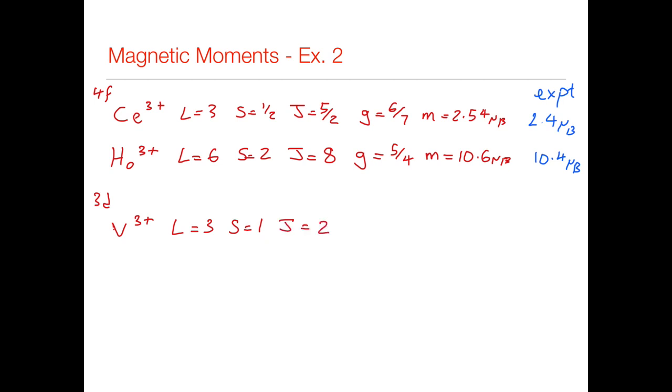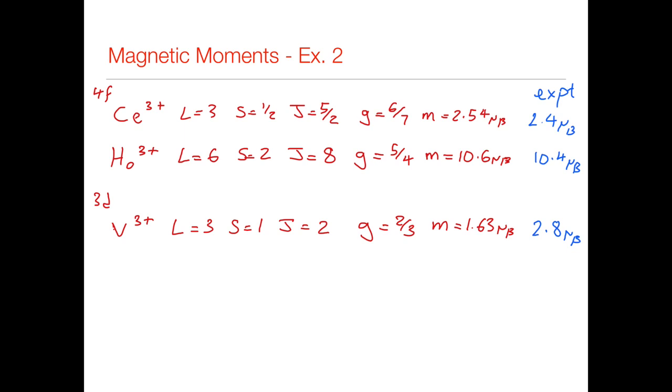So if you want to pause for a moment and then have a go at calculating it. So if you do that, you get G is equal to 2/3, and M is 1.63 mu B. And experimentally, we get 2.8 mu B. That's not great. Okay, that's not the sort of agreement we saw before. Something isn't quite right. So let's go on. Let's look at the next one.